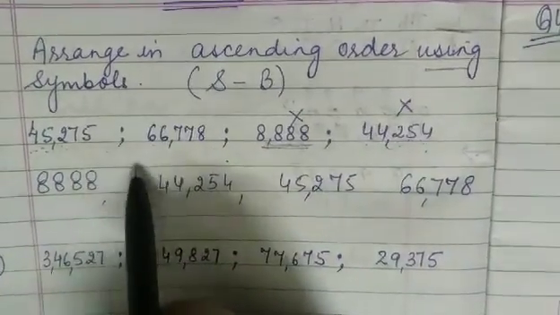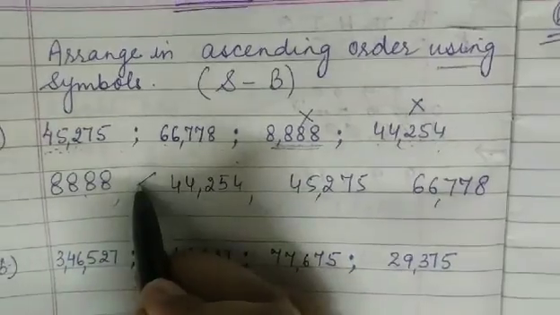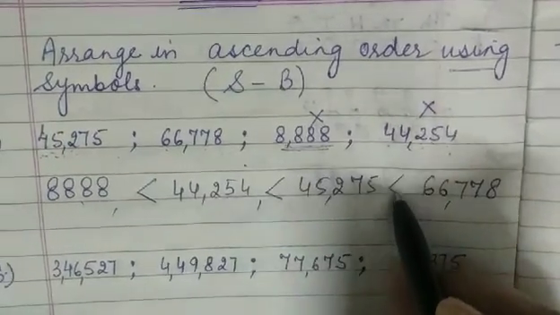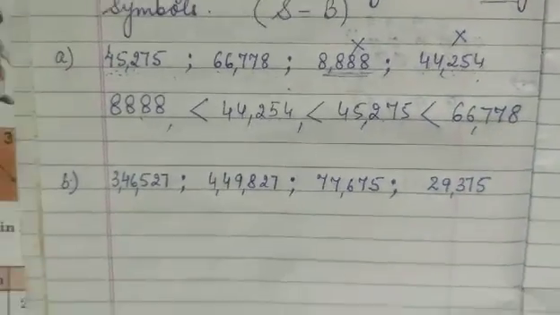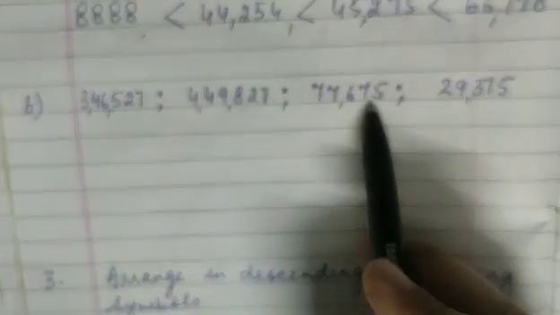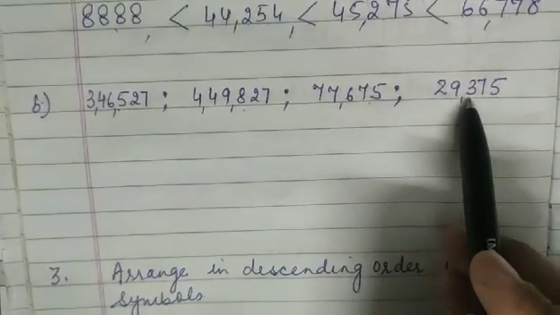Now they are asking us to use symbols. We have started with the smallest, so this is smaller than this number, this is smaller than this number, this is smaller than this number. Like this we will do this question. Now the second part: 6 digit, 6 digit, 5 digit and 5 digit.